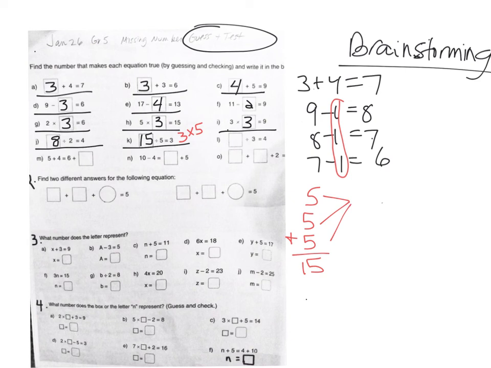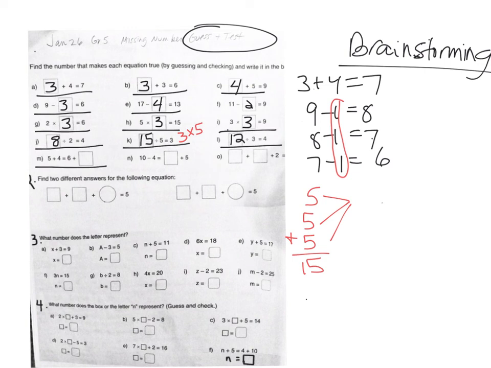Let's take a look at L. What unknown number divided by 3 is 4? If you know your math facts, it's 12, or you could guess and test on the calculator, or you could try repeated addition of 4 groups of 3. 3 plus 3 plus 3 plus 3. Sorry, 4 times 3 is 12. All right, let's take a look at M.